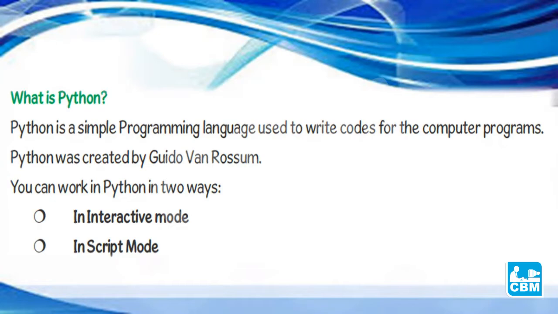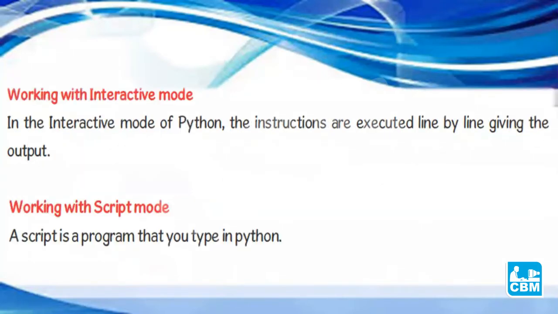In Python, we can work in two modes. One is the interactive mode and the other one is the script mode. So let's see what is an interactive mode. If we want the instructions to be executed line by line and see the output instantaneously, we'll use the interactive mode. On the other hand, in the script mode, we write a program which is nothing but the script in Python. We write the whole program in the script mode and then see the output by running the program.